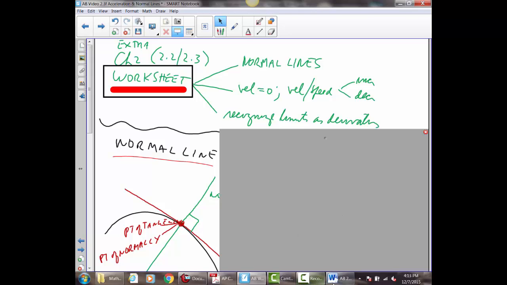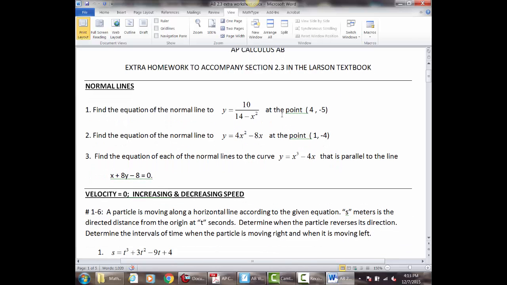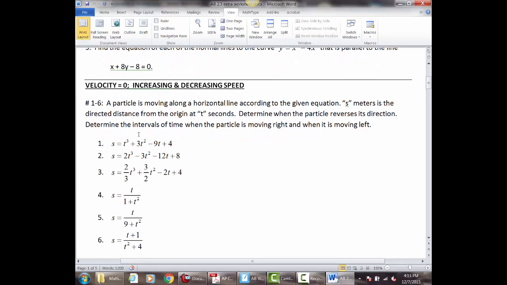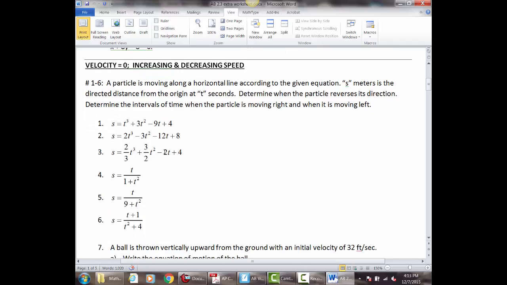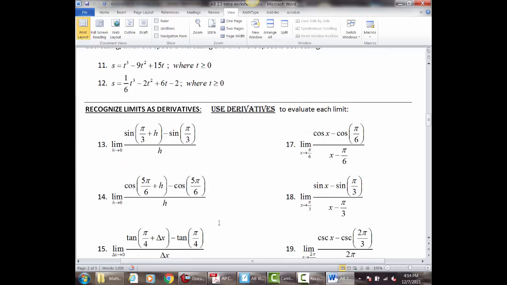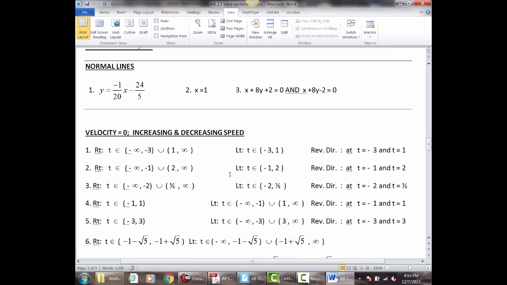So I just want you to see this worksheet, okay? So it's an extra homework. I shouldn't say homework, but it's an extra worksheet to accompany section 2.3 in the Larson textbook. So notice the first 3 questions have to do with normal lines. The next bunch of questions, which start again at number 1, have to do with velocity being 0 and increasing and decreasing speeds. And then the last one is recognizing limits as derivatives. And the last page does have the answers on them, okay?